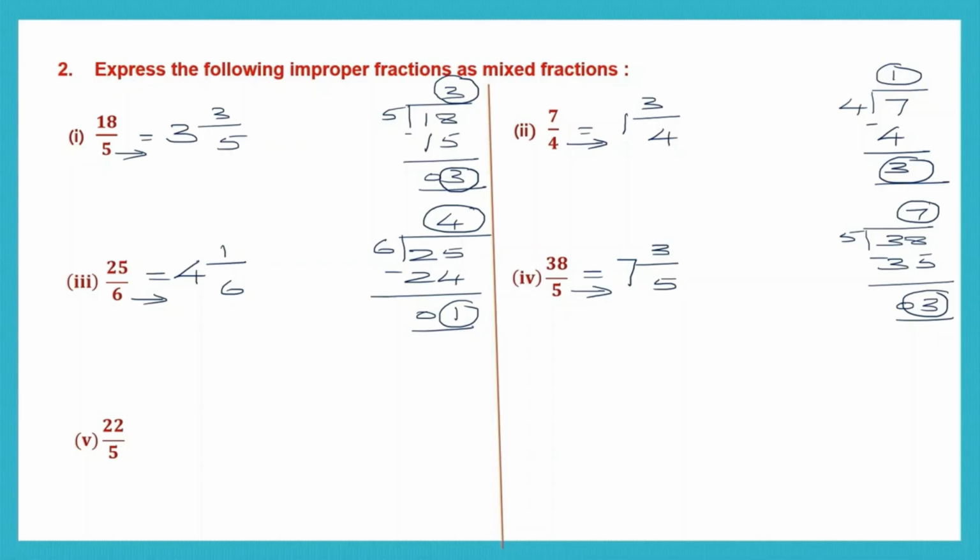Question 5. 22 divided by 5. Let's divide 22 by 5. 5 fours are 20, minus 2. So let's take the quotient and let's make it the natural number 4 and the remainder is 2. That's going to become the numerator and the denominator is the same. So what's our answer? 4, 2 by 5.